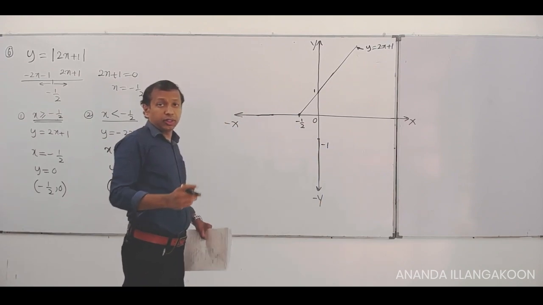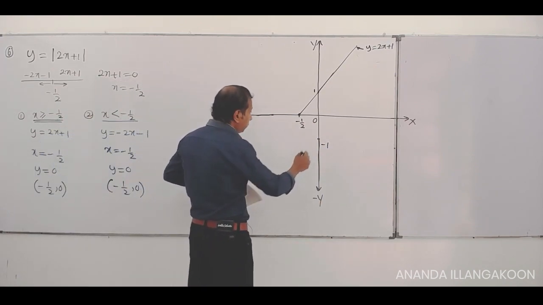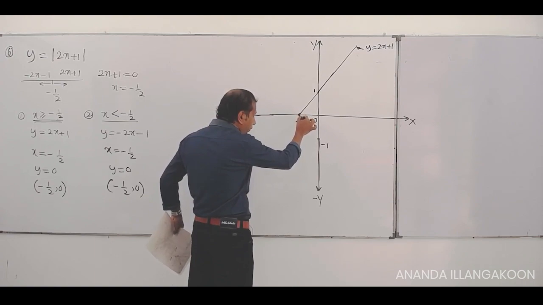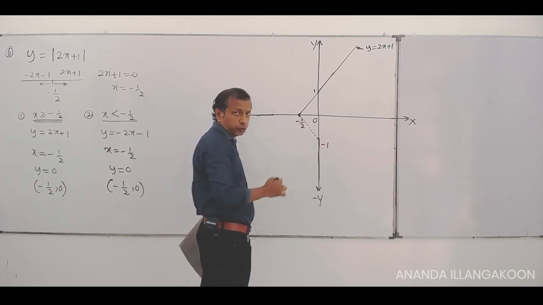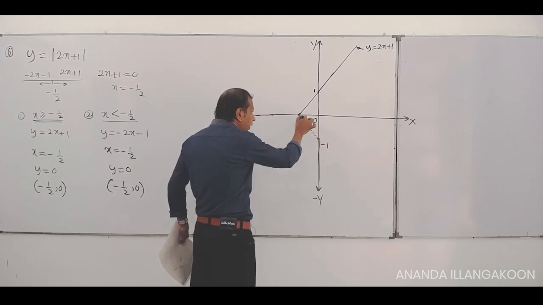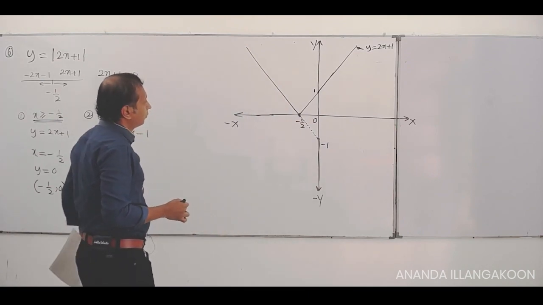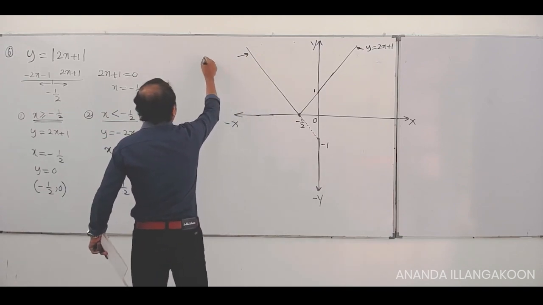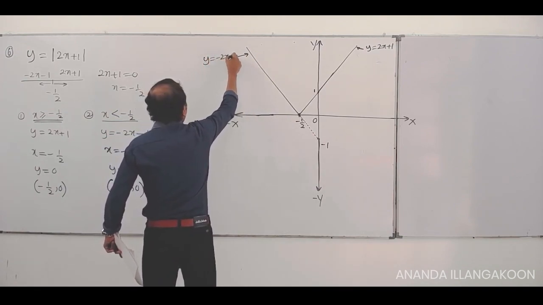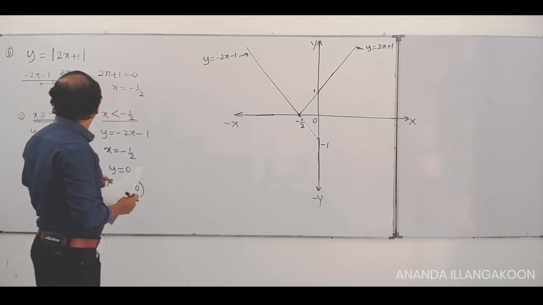But only the part of the line on the left of minus half is needed. So to draw that, we join this with a dotted line to show that to draw the line we use this point and this point. Then we produce that line this way. Right? This is the equation y equals minus 2x minus 1. Right. Then we drew this graph.